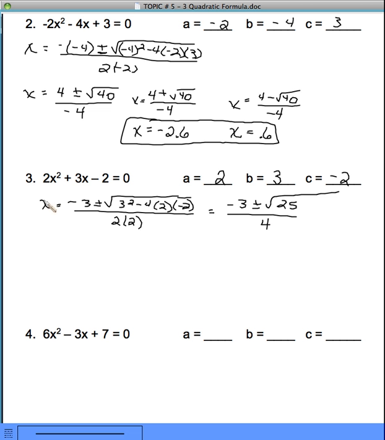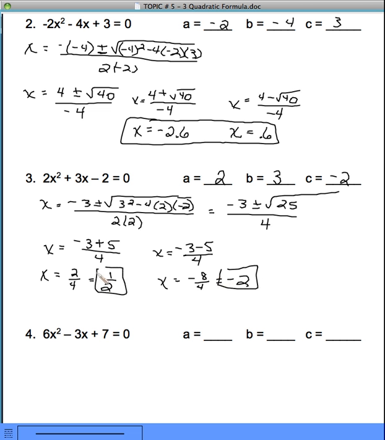And so for our solutions, we have negative 3 plus 5, because the square root of 25 is 5, over 4, and negative 3 minus 5 over 4. Okay. Negative 3 plus 5 is 2, so that's 2/4, and you're going to reduce that to 1/2. And negative 3 minus 5 is negative 8 over 4, which gives you negative 2. So there's my two answers for number 3.